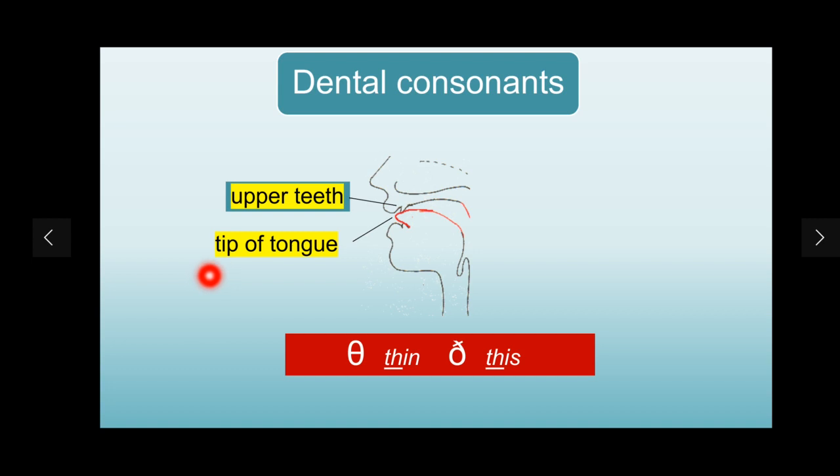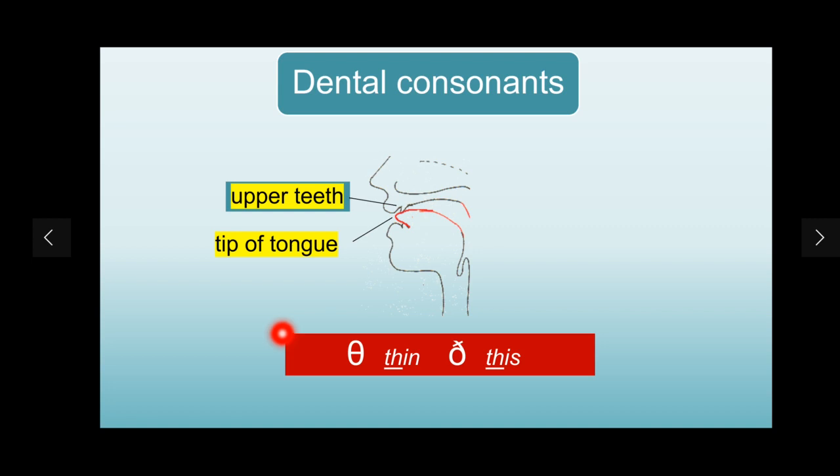While when you take the tip of the tongue towards the upper teeth or just behind the upper teeth, we call such a sound a dental consonant. Again, we have two here. One is th and one is th. So the word thin and this.